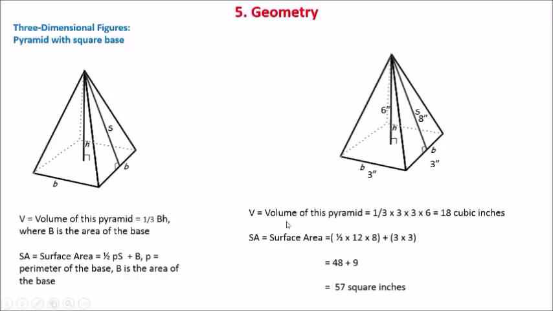18 cubic inches. Then the surface area, if you use this formula here, it's 1/2 the perimeter of the base, 3 plus 3 plus 3 plus 3, right? 12, okay? And then times the slanting height S, which is 8, so that's what you put in here, 8. The bottom, B is the base area. What is the base area? It's a square. 3 times 3, that's the base area, right? So then you can add them up using your calculator.